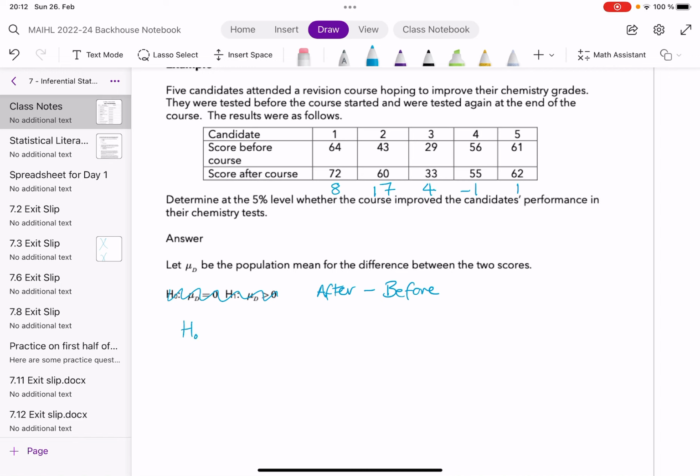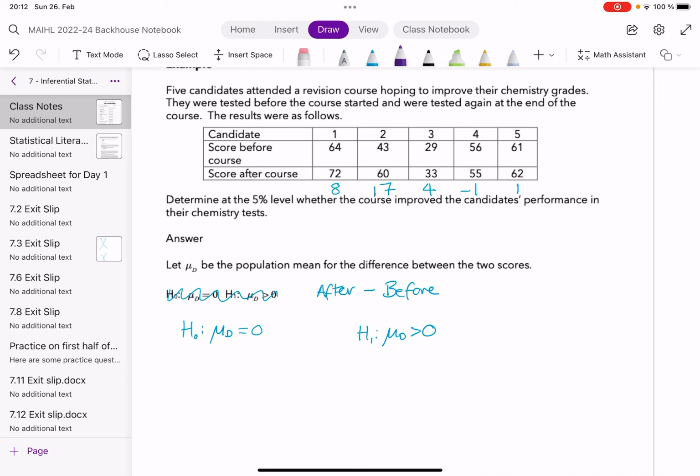My null hypothesis is, of course, that there's no difference, that the before the course is equal to after the course. And what we want to check is, determine at the 5% level whether the course improved the candidate's performance. Okay, if you go on a course and it improves your score, and you do your after course score minus your before course score, you want the after course score to be higher. That shows that you've improved. So what we should be finding when we do the difference is that these differences are positive, that they're greater than 0. So I'm going to say that mu d is greater than 0.